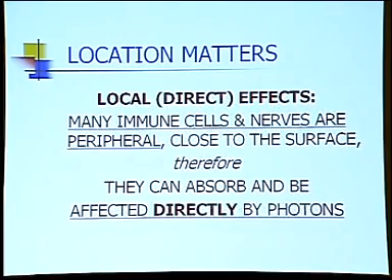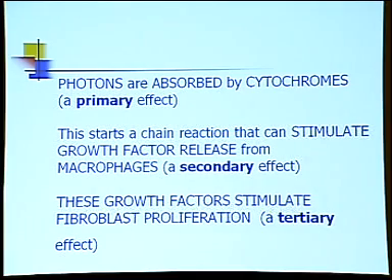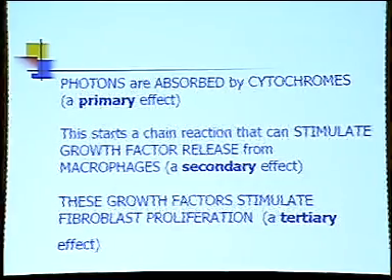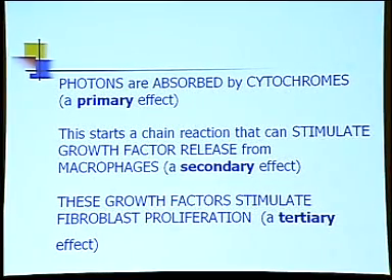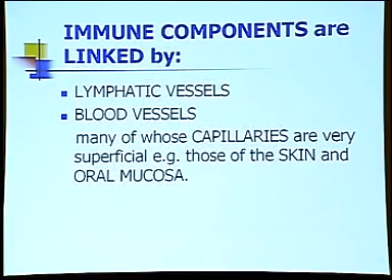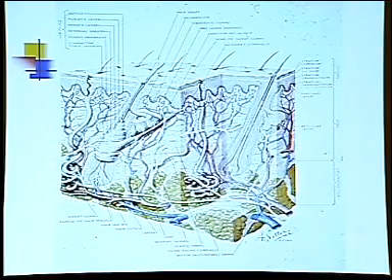You can get direct effects if they're close to the surface. The light has to be absorbed by cytochromes. Then you get a chain reaction that stimulates growth factor release eventually, and the growth factors stimulate fibroblast proliferation and endothelial cell proliferation. But all these immune components are linked together. They're linked by lymph vessels and blood vessels, and the capillaries of these are very superficial. They're just under the epidermis. And there are a lot of them.